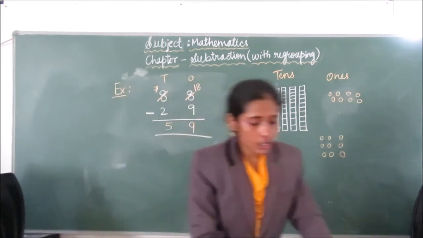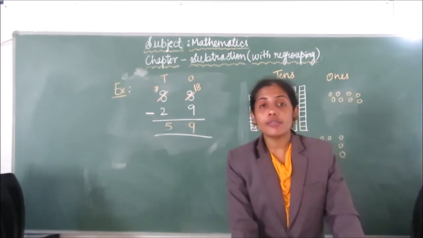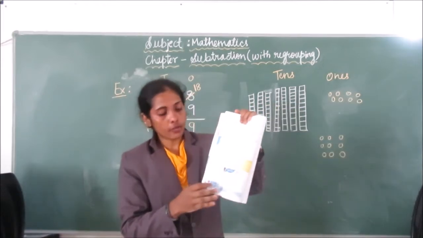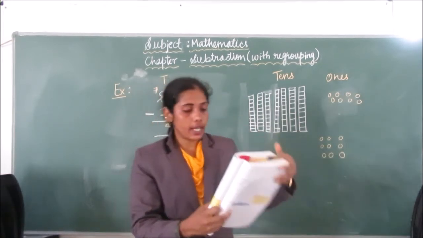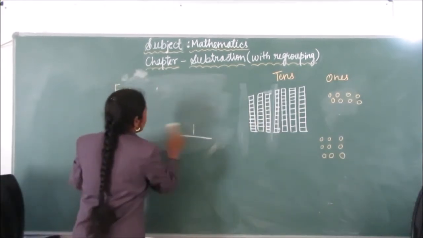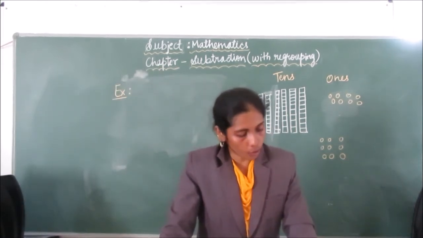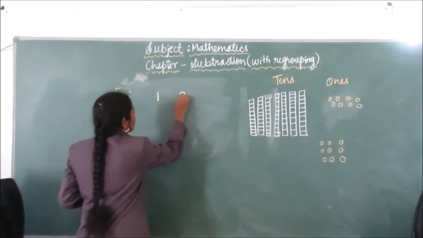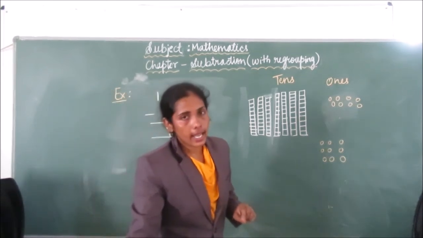Okay, I'll explain one more example here. In page number 114, okay, 114 is there, no? One more example I'll explain to you. It's a simple example. It is already there in your textbook, that is exercise 4.4. The first example I am going to take is 13 minus 8.